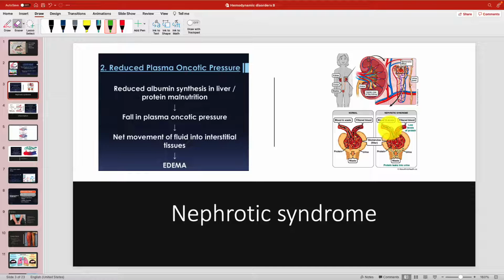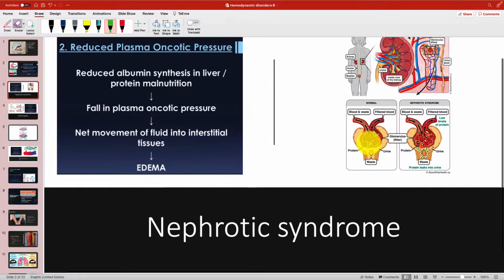So what happens in nephrotic syndrome is that the blood and the waste and the protein, because there's damage here in the nephron, these big proteins are allowed to leave and go into the urine, right? Where when we have a healthy kidney and a healthy nephron, those proteins are contained in here and they're reabsorbed back into the body. So let's see if I can zoom in on this.